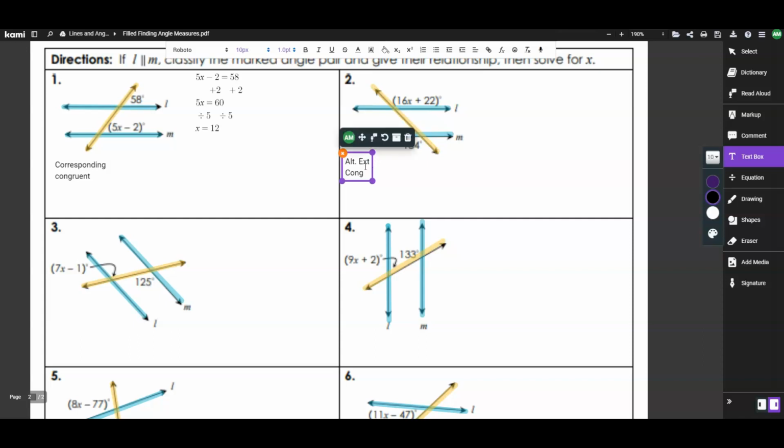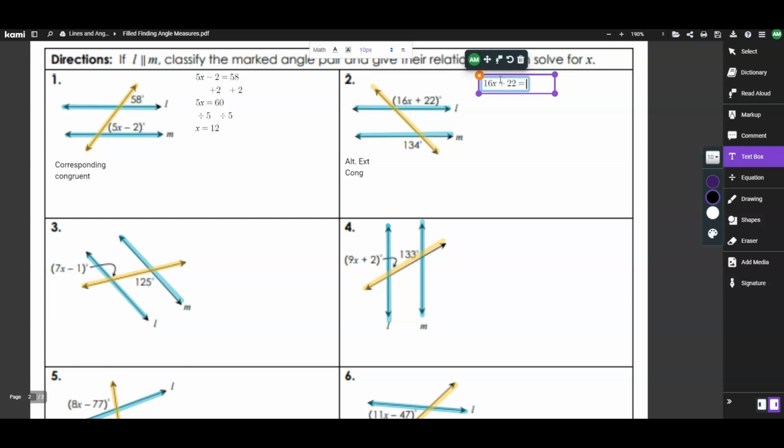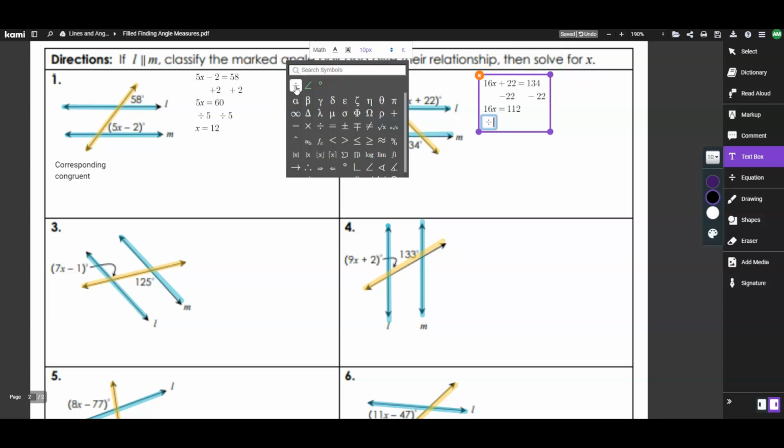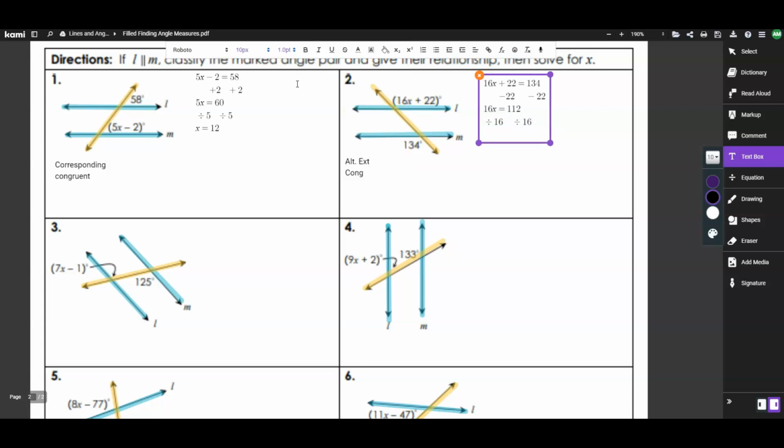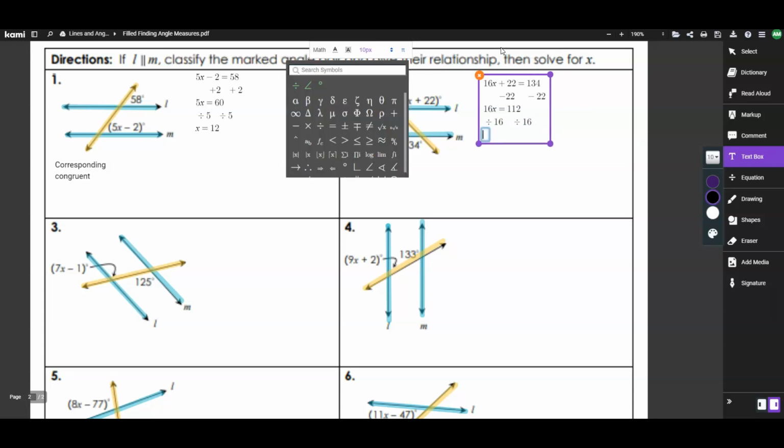Number 2, we have alternate exterior angles, which are congruent. So again, just like in the previous problem, we're going to set them equal to each other. So we have 16x plus 22 is going to be equal to 134. We're going to subtract 22 from each side, which gives us 16x is equal to 112. Then I'm going to divide both sides by 16. And that gives me a final answer of x equals 7.